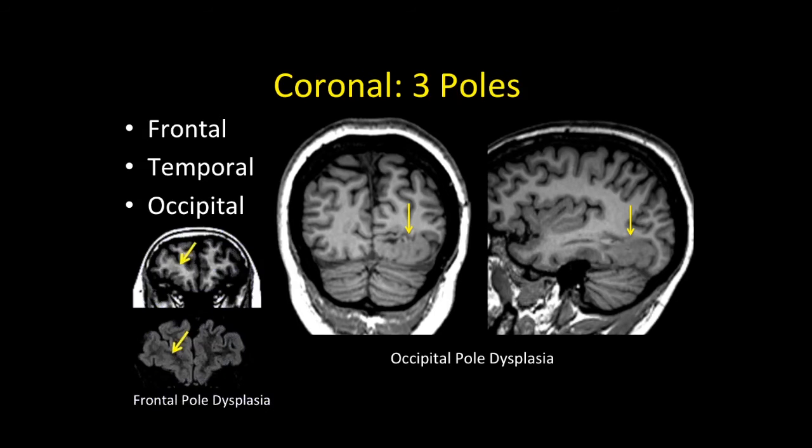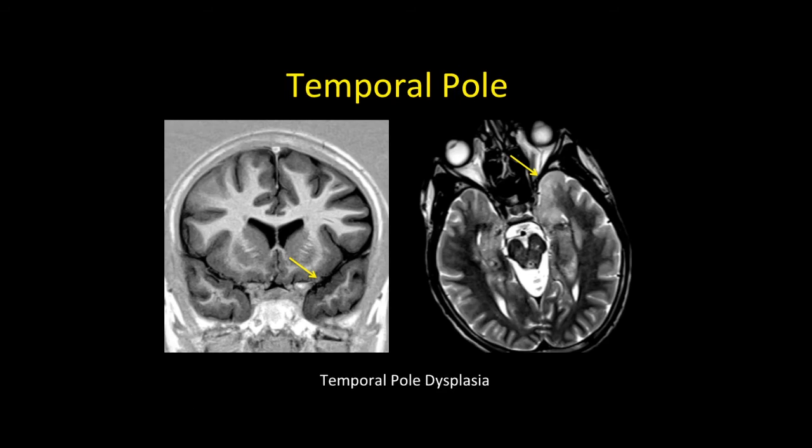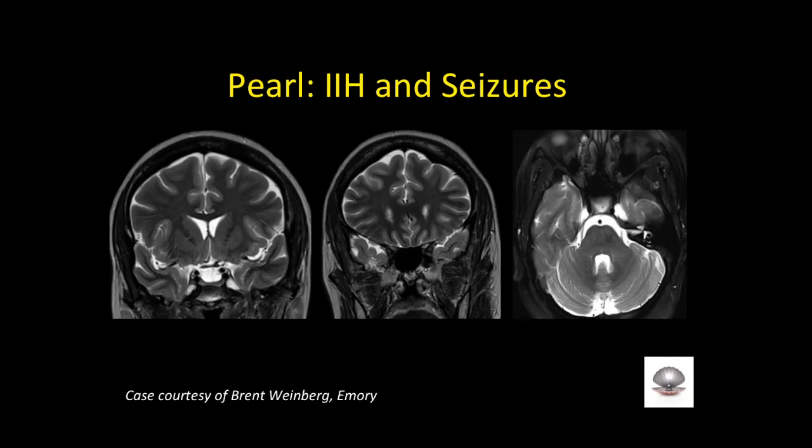Here's a subtle frontal pole dysplasia on the right. For completeness, here's a temporal pole dysplasia. You can see blurring of the gray-white matter margin. In addition to looking for dysplasias at the poles, another pearl is if you have somebody with what looks to be a flattened, expanded empty sella, you want to look for the correlation of IIH, intracranial hypertension, and increased pressures causing temporal pole encephalocele that can be a source of seizures.